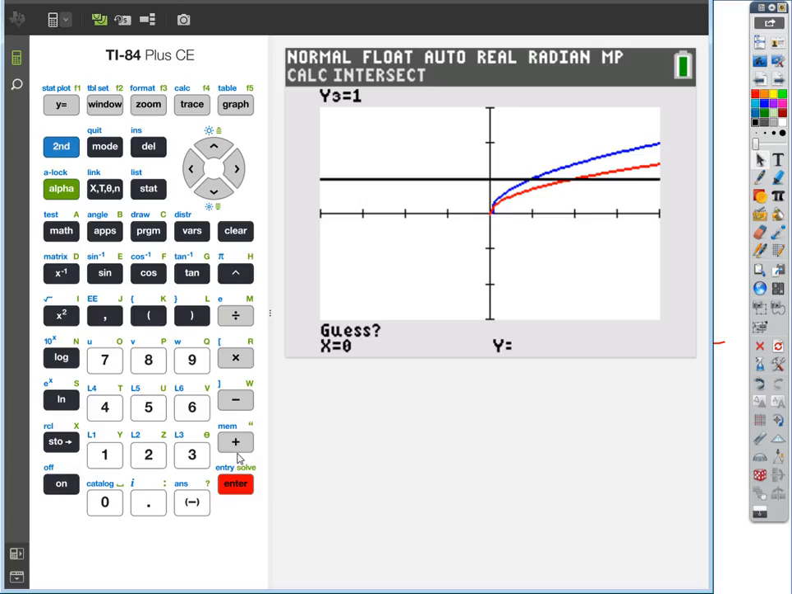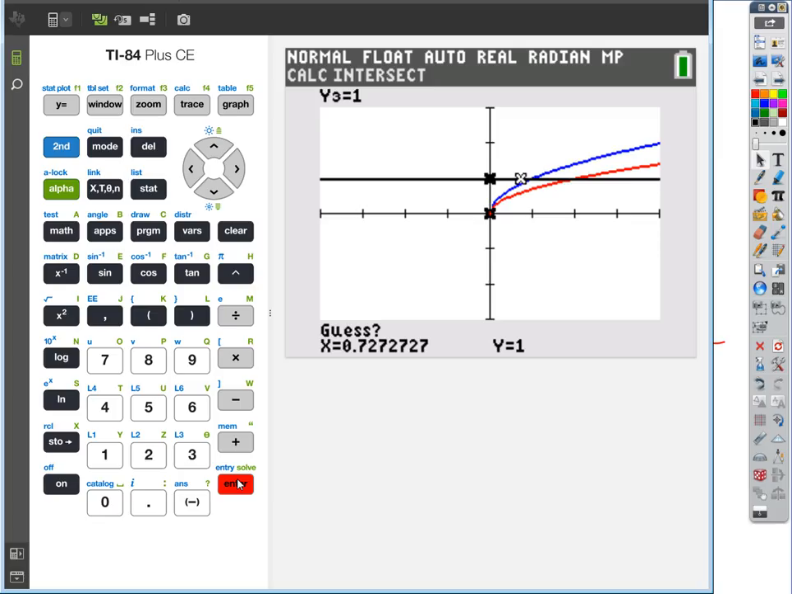And now it wants a guess. I don't even think you really have to provide a guess for something this easy, but all that it really wants you to do is just take the cursor and put it somewhat close to the actual intersection. So I mean, like right there is fine. Hit enter. And what do you know? The intersection is at 1, 1.